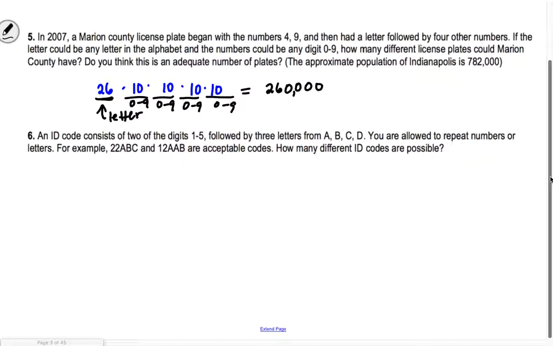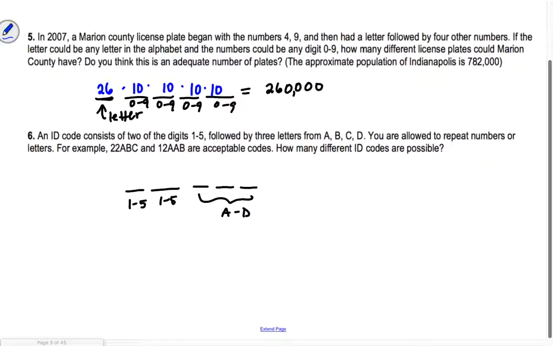They were 2. All right, so an ID code consists of 2 of the digits 1 through 5, followed by 3 letters from A, B, C, and D. So imagine you're going to work and you're putting in a little code on the door or something, and there's letters and there's numbers. So we start out with 2 digits that are from 1 to 5, and then we're going to have 3 letters that are A through D. And it says you are allowed to repeat the letters or numbers. So you could have 22ABC, or you could have 12AAB. That's fine.